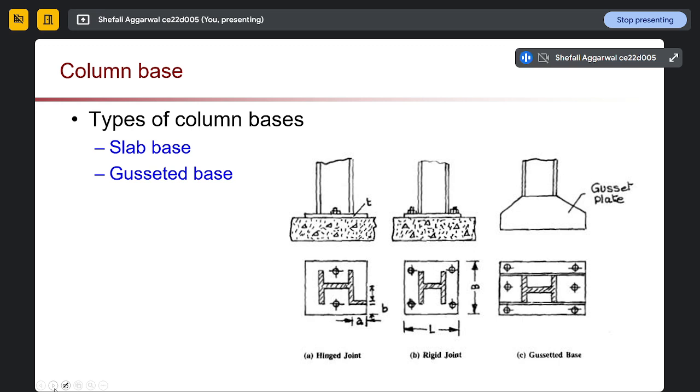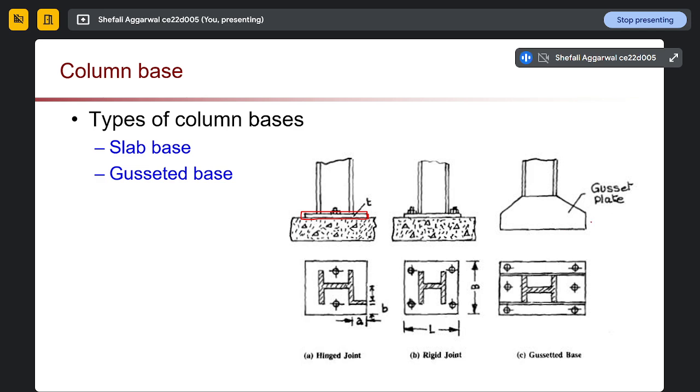So we have mainly two types of column bases. One is slab base and the second is gusset base. In slab base, we are normally providing a simple slab surface between column and foundation. It can be riveted, or it can be bolted, or it can be welded onto the foundation surface.